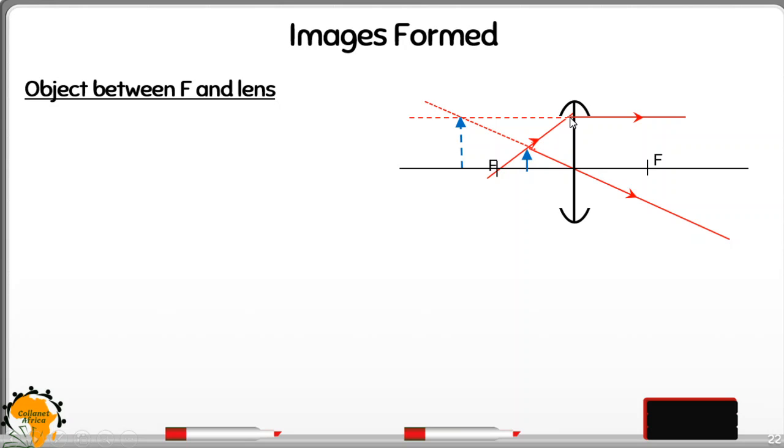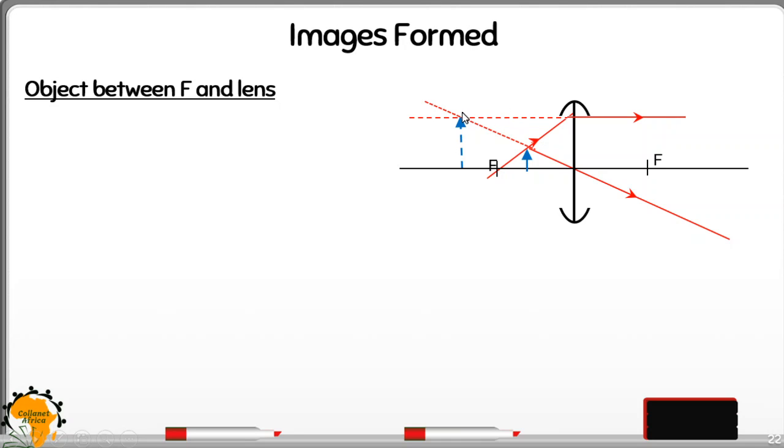As it strikes our lens, it is refracted and it emerges parallel to the principal axis. Then we have a ray that is coming from the tip of the object, passing through the optical center. That ray goes undeviated. If you look at these two rays that are emerging from the other side of the lens, they can never meet. So we have to produce them on the other side so that we can know where they are intersecting. Remember, our main aim is to get the image.